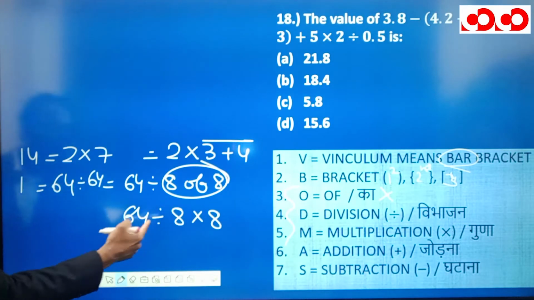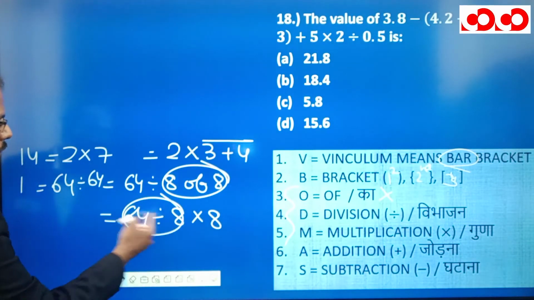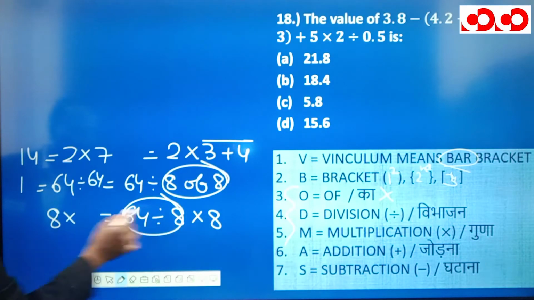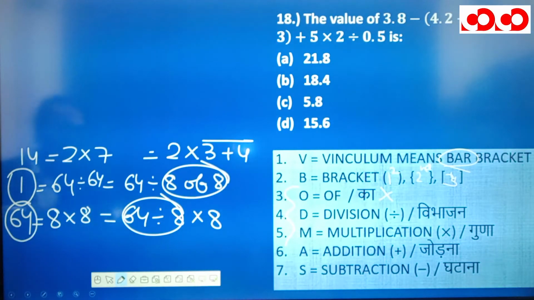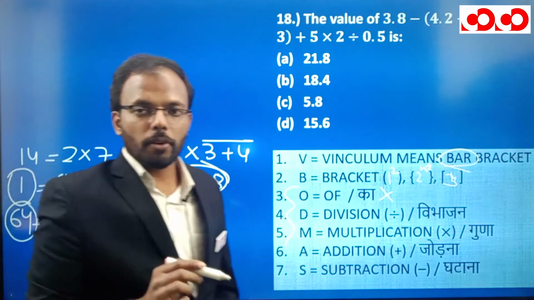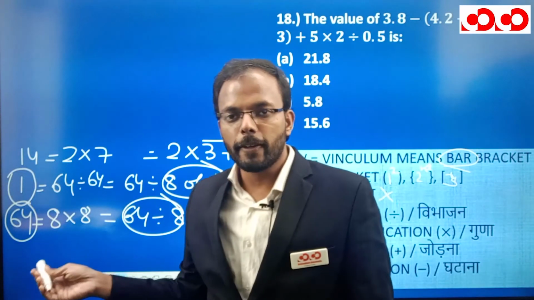1. However, over here you have to divide first. When you divide it, it will be 8 multiplied by 8. It is going to be 64. So in one case you are getting 1, in another case you are getting 64. Are you getting the answer? Are you understanding what I am trying to say over here?